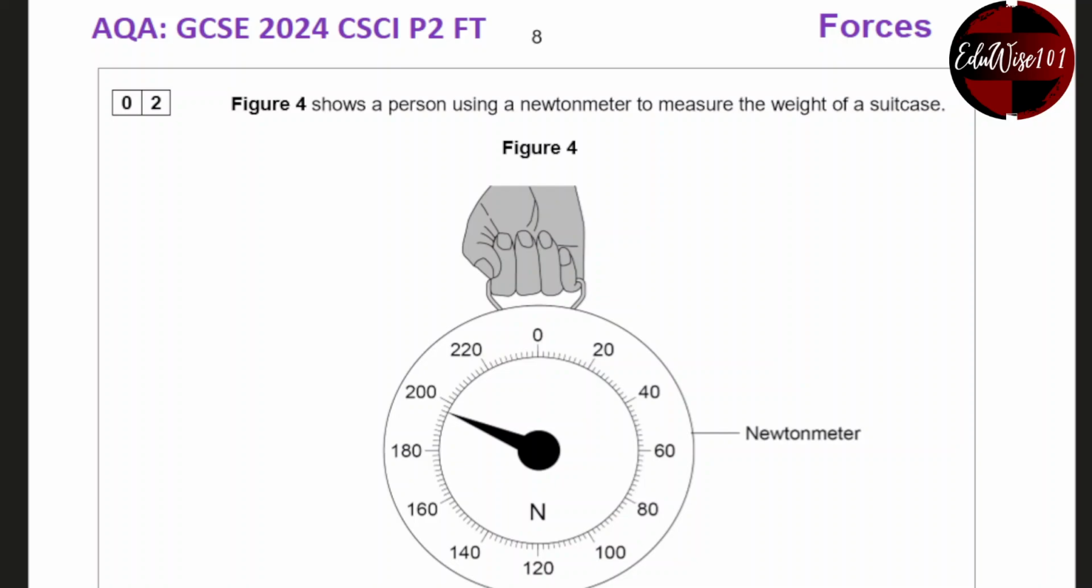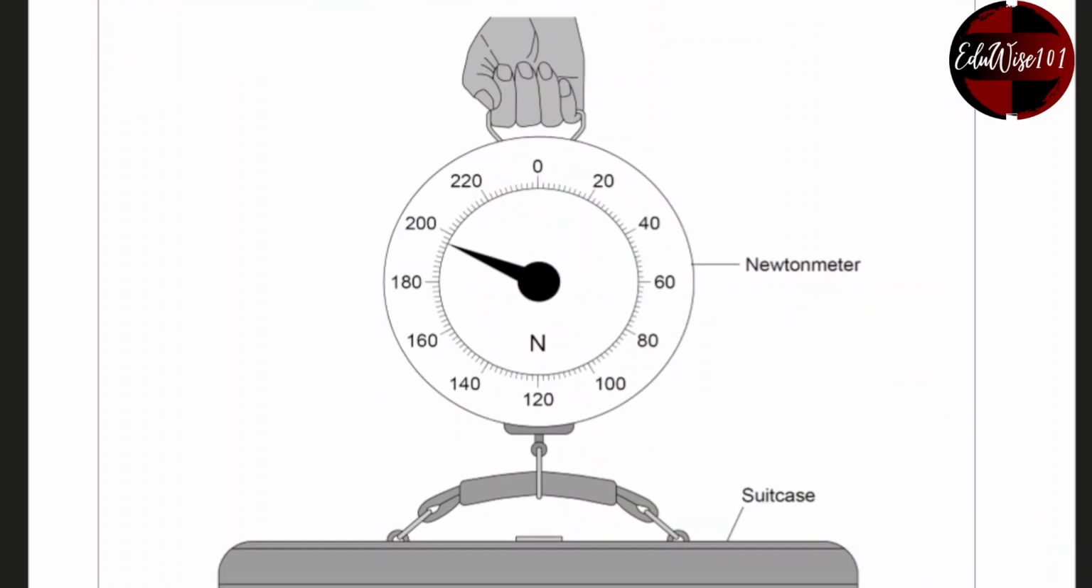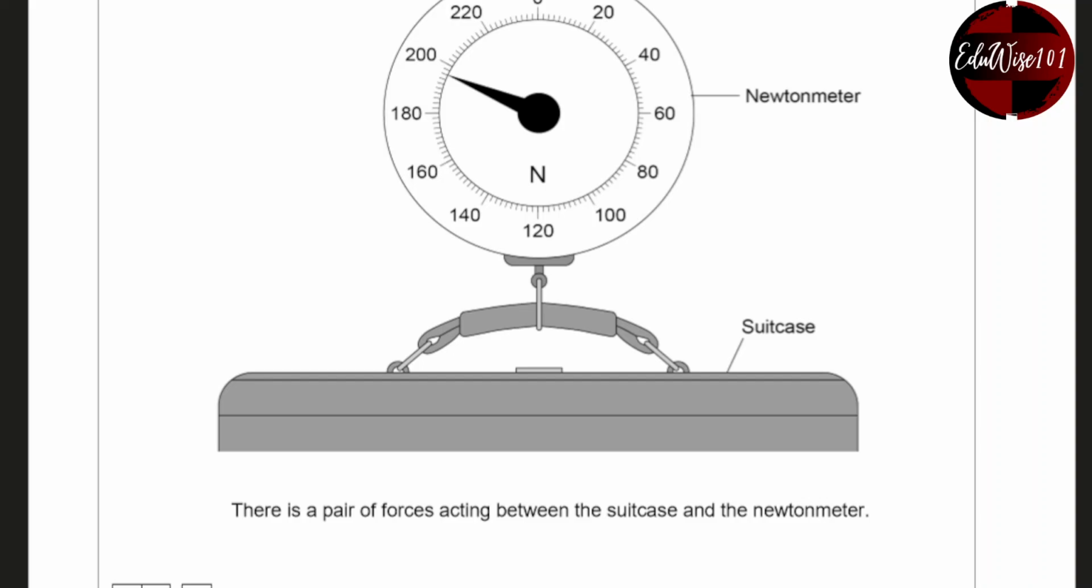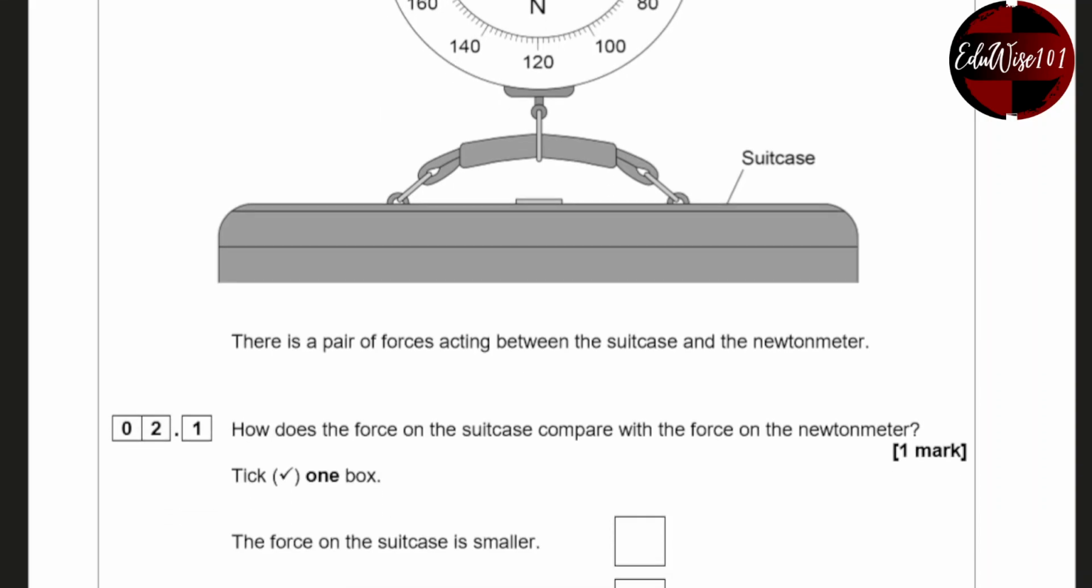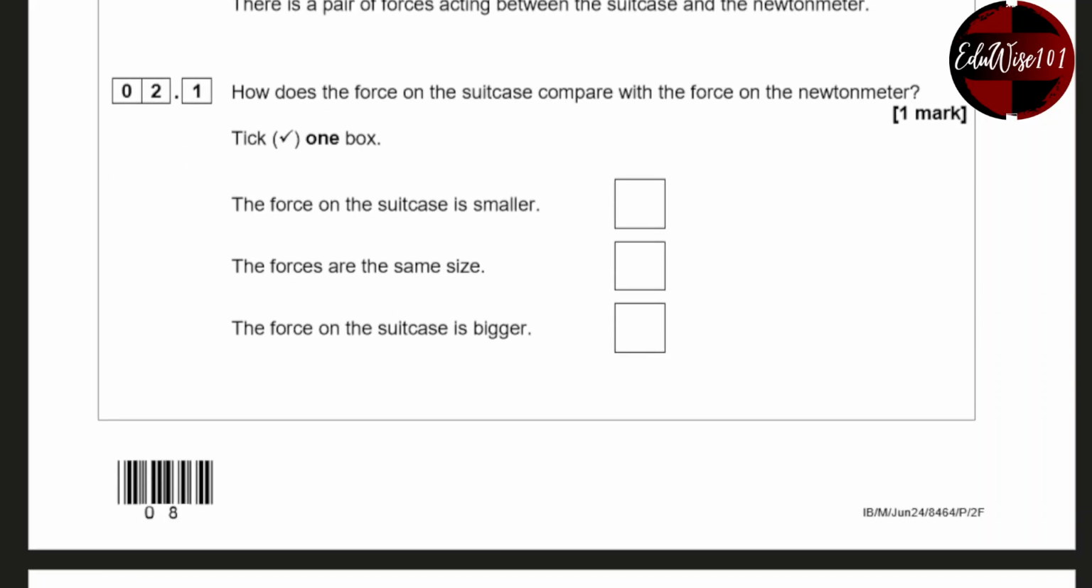Question number 2 is again on the topic of forces. Figure 4 shows a person using a Newton meter to measure the weight of a suitcase. So you have a handheld Newton meter and a suitcase is hanging onto the Newton meter. There is a pair of forces acting between the suitcase and the Newton meter. How does the force on the suitcase compare with the force on the Newton meter?